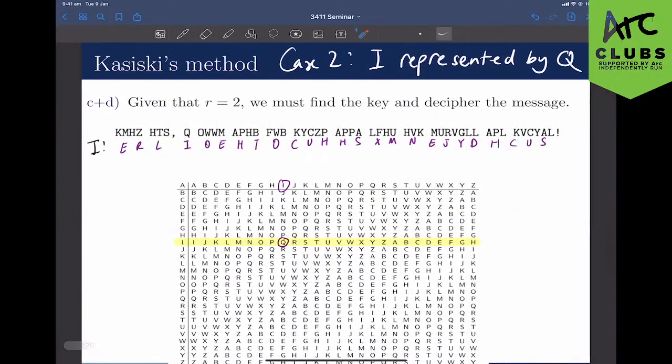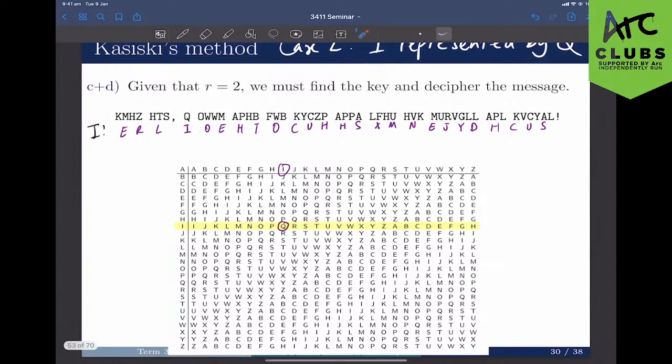So in this case, we're checking for the case where Q is representing I. And to find that particular Caesar shift, here we have I, and we go down until we see Q, since Q is representing I. So this is the Caesar shift we're going to be looking at. And so we look at M, so the second letter M, and it corresponds to an E. And for Z, it corresponds to an R. And we do the same for the whole thing.